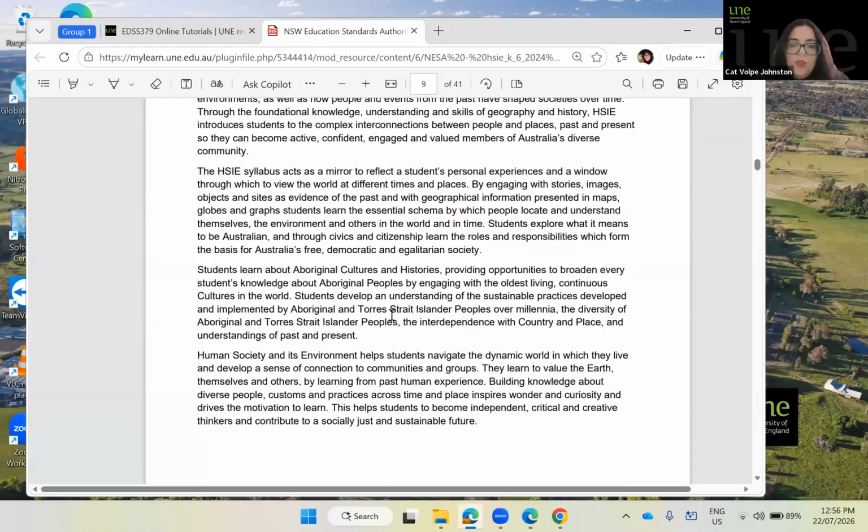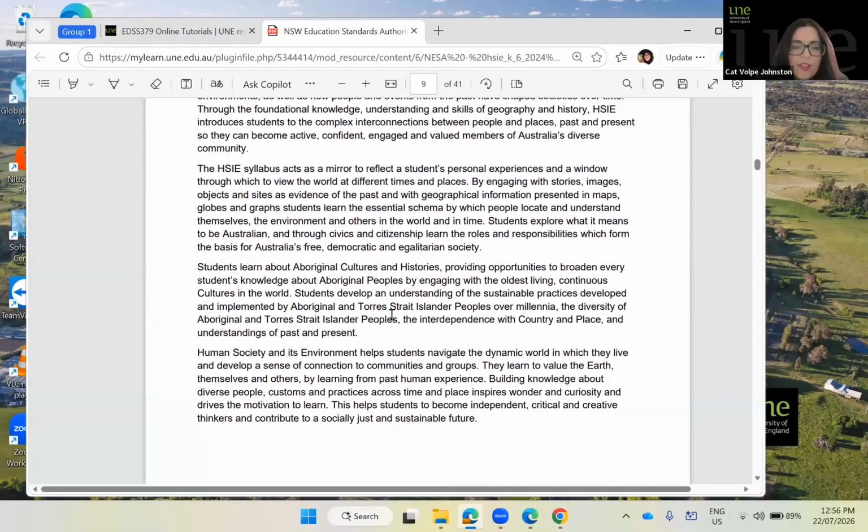So I won't read through all of this here, just pull out some general points from each of these paragraphs. It states here that the HSIE syllabus acts as a mirror to reflect the student's personal experiences and a window through which to view the world at different times and places. What a great sentence to really encompass what HSIE is all about. So it tells you a little bit in that paragraph about the ways in which this occurs in the syllabus and the teaching that occurs.